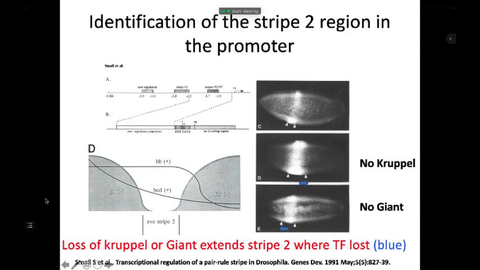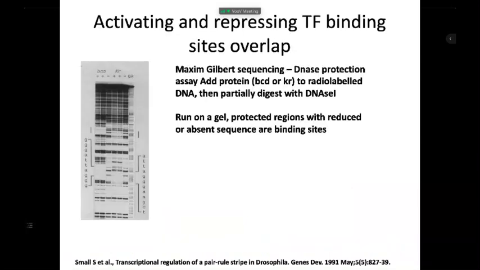Loss of Krüppel or giant extends stripe 2 where the transcription factor is lost, and this is indicated by this blue arrow. No Krüppel, so Krüppel mutant, we get expansion posteriorly, and no giant, with our giant mutant, we get expansion anteriorly. So these activating and repressing transcription factors overlap.